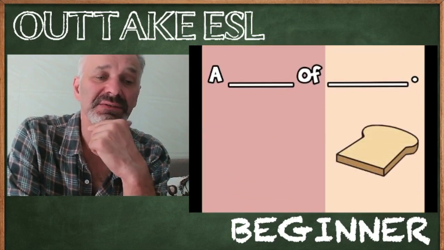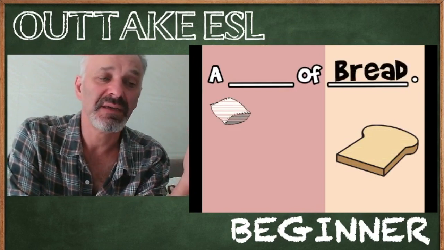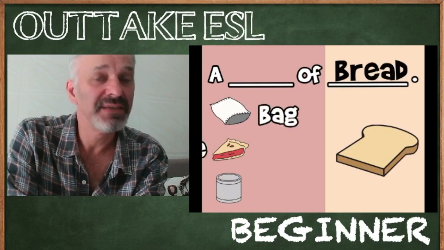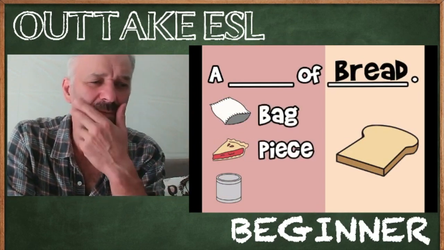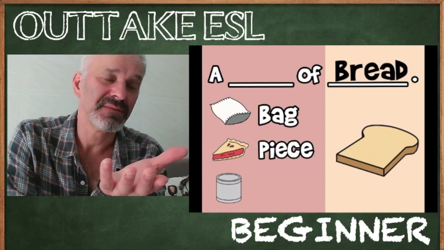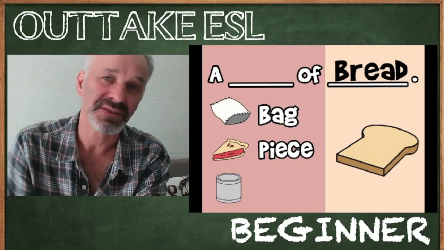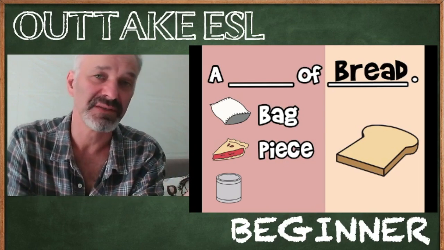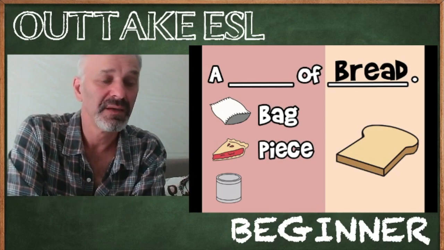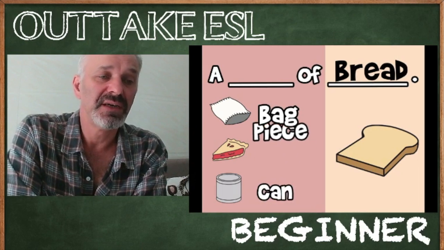What's this here? Bread. But is it a bag of bread? Is it a piece of bread? And here I thought it was better just to say piece, because it's much more of a general use term than slices. So you can use piece in a lot of different aspects. So I figured that was the best choice here. So a piece of bread.